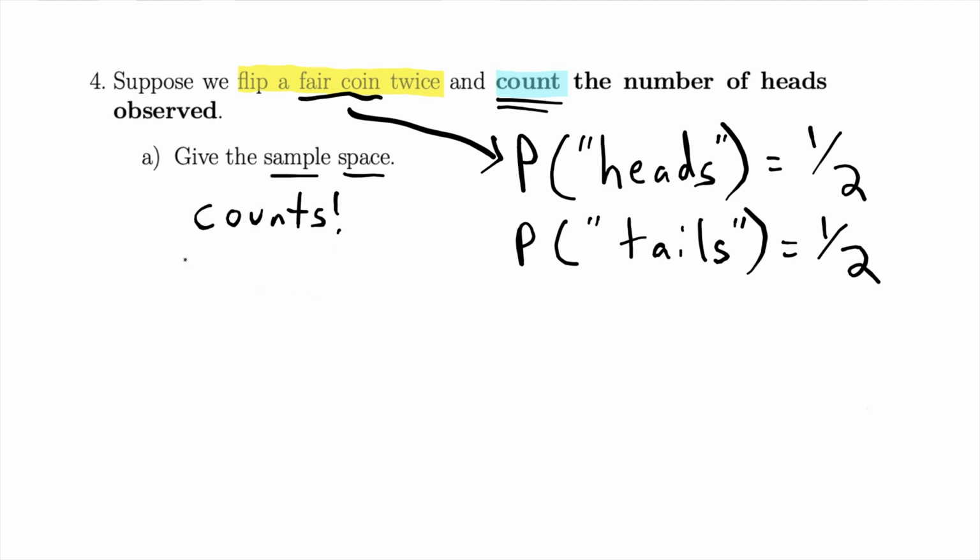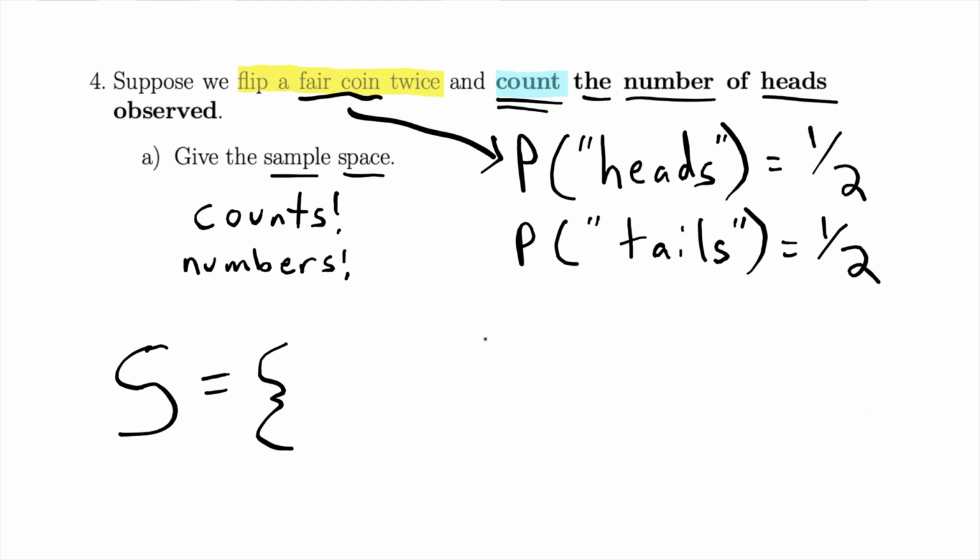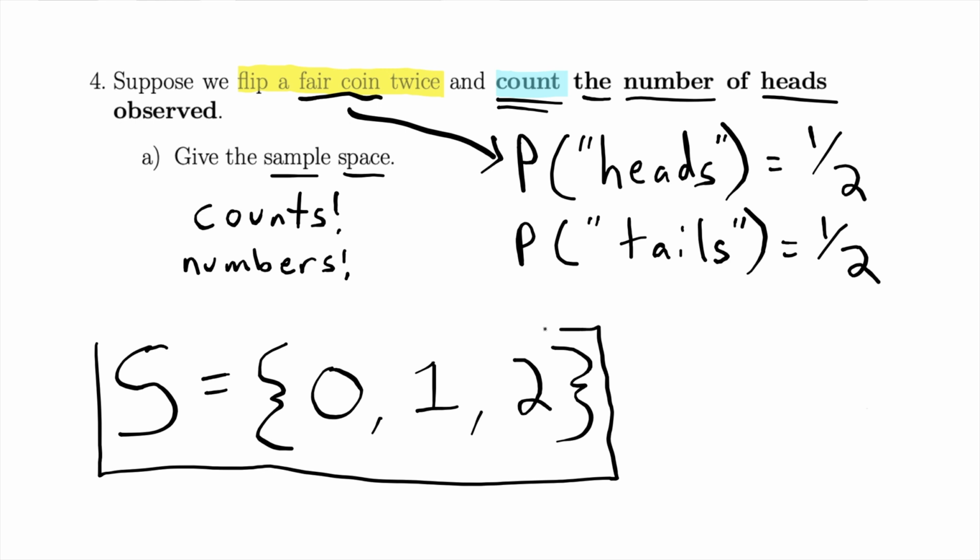We are talking about numbers. What are all the possible counts? Well, we are flipping a coin twice, so at the very least, we could see 0 heads if we got tails both times. Or we could see 1 head, or at the most, we could have 2 heads. This is the sample space for this particular probability experiment.